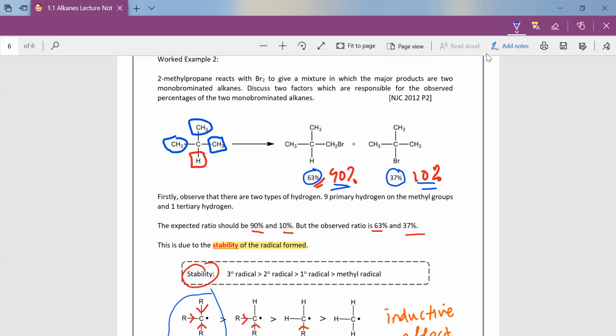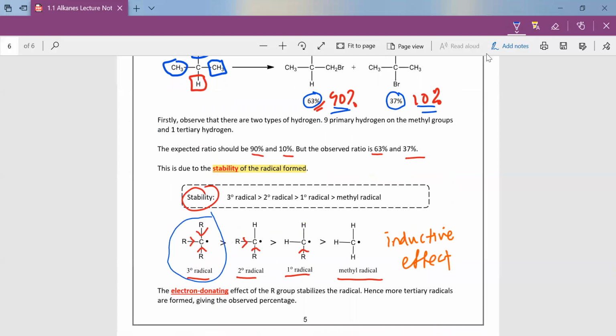All right. So remember, in the free radical substitution, you actually have this intermediate, which is a radical. A radical is an electron deficient carbon atom. So when it's bonded to many R groups, and because R groups are electron donating, they will stabilize the electron deficient radical. So this tertiary radical is the most stable, followed by secondary, which is quite stable, and primary is not very stable. The worst is obviously the methyl radical, which is super unstable.